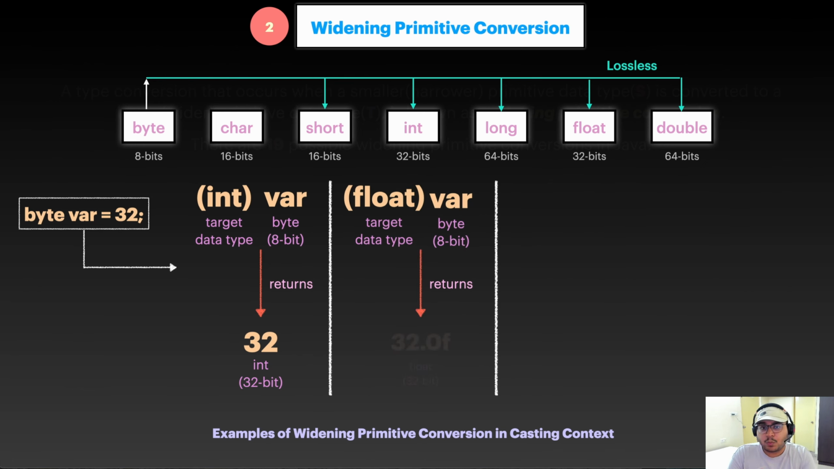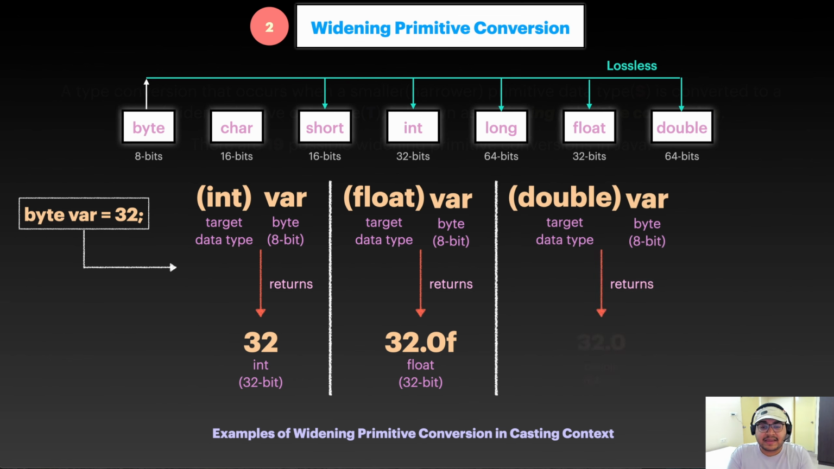In the second case, var is widened to float through casting, returning 32.0f, a float data type at the end. Finally, in the last case, var, which is a byte, is widened to double using casting, returning 32.0, a double data type at the end. Easy, right?